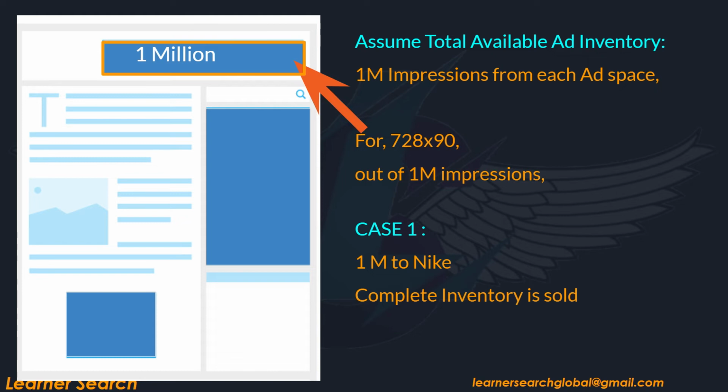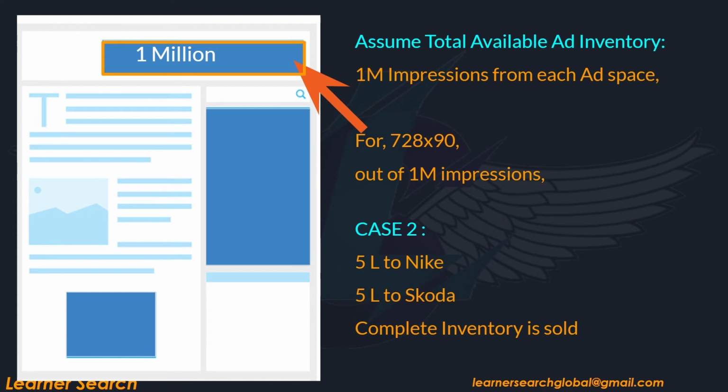For example, a single advertiser, Nike, is prepared to purchase all 1 million impressions available for this ad space, and all inventory has now been sold. In case 2, Nike this time is willing to purchase only 5 lakh impressions. The remaining 5 lakh are sold to a new advertiser, Skoda. Even in this case, all of the impressions were sold.